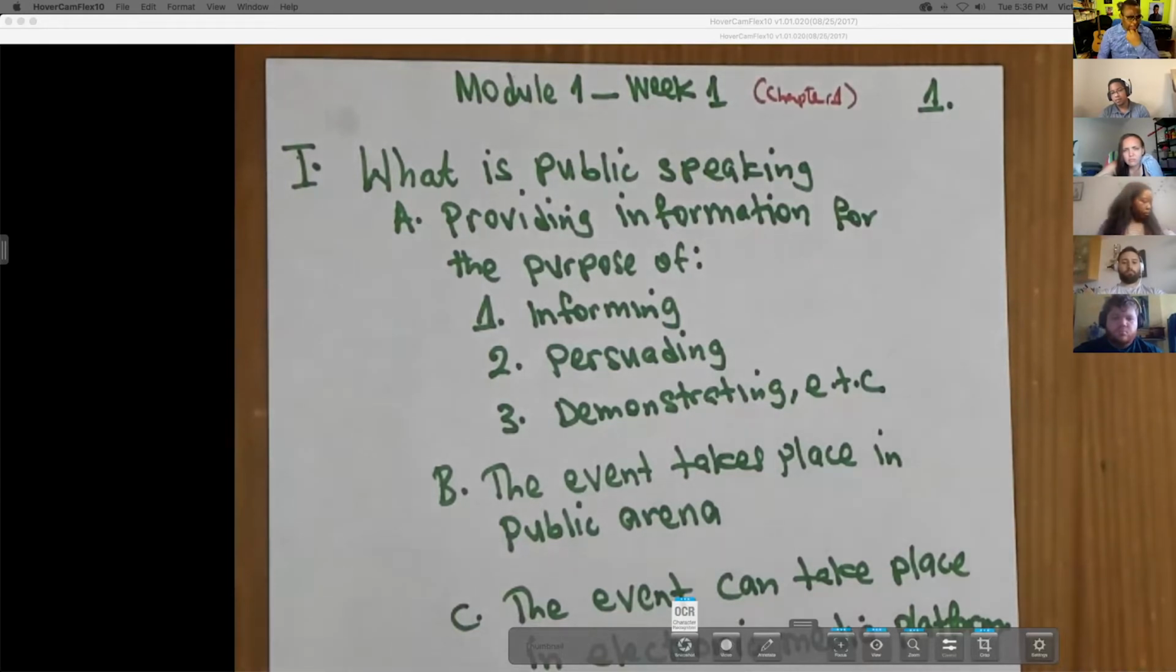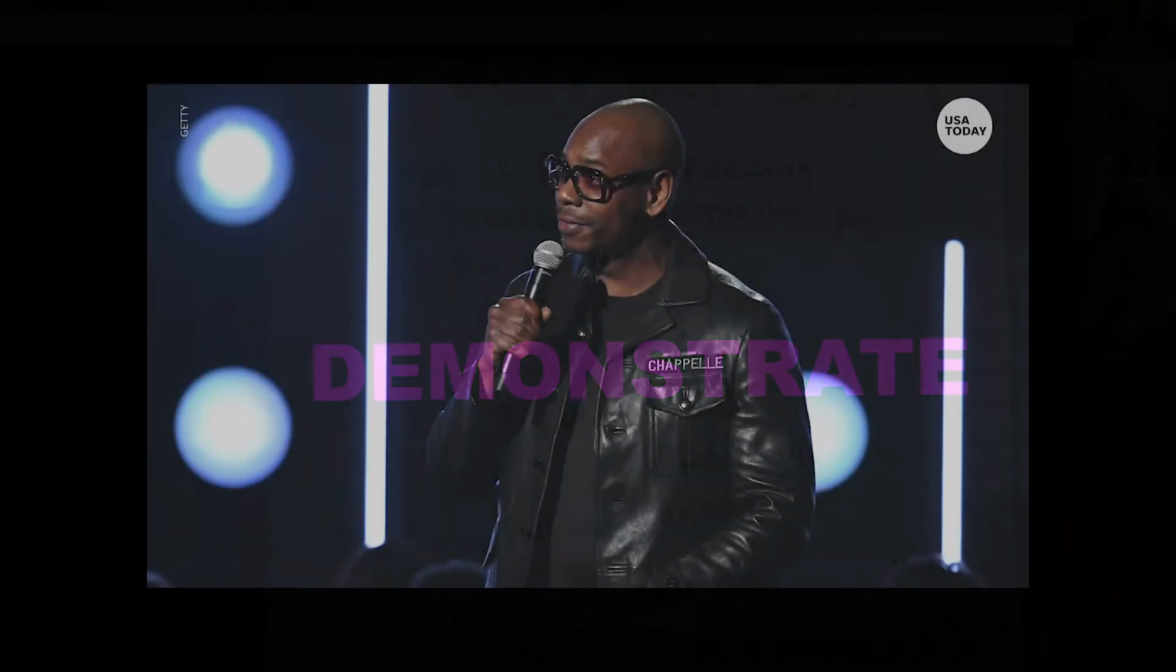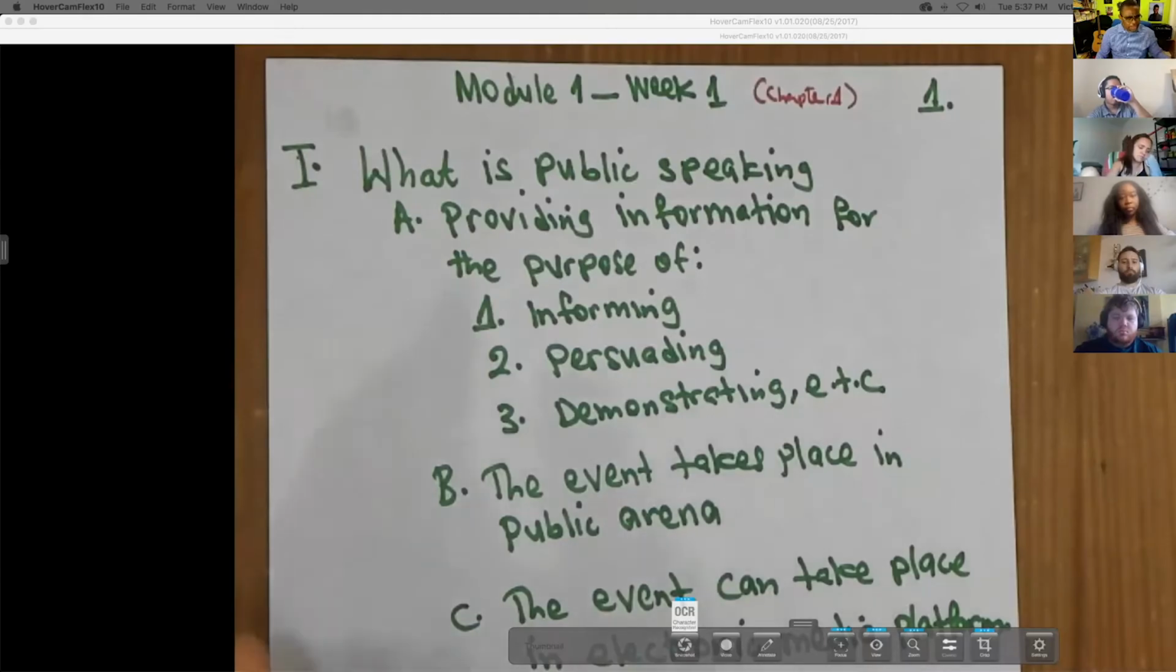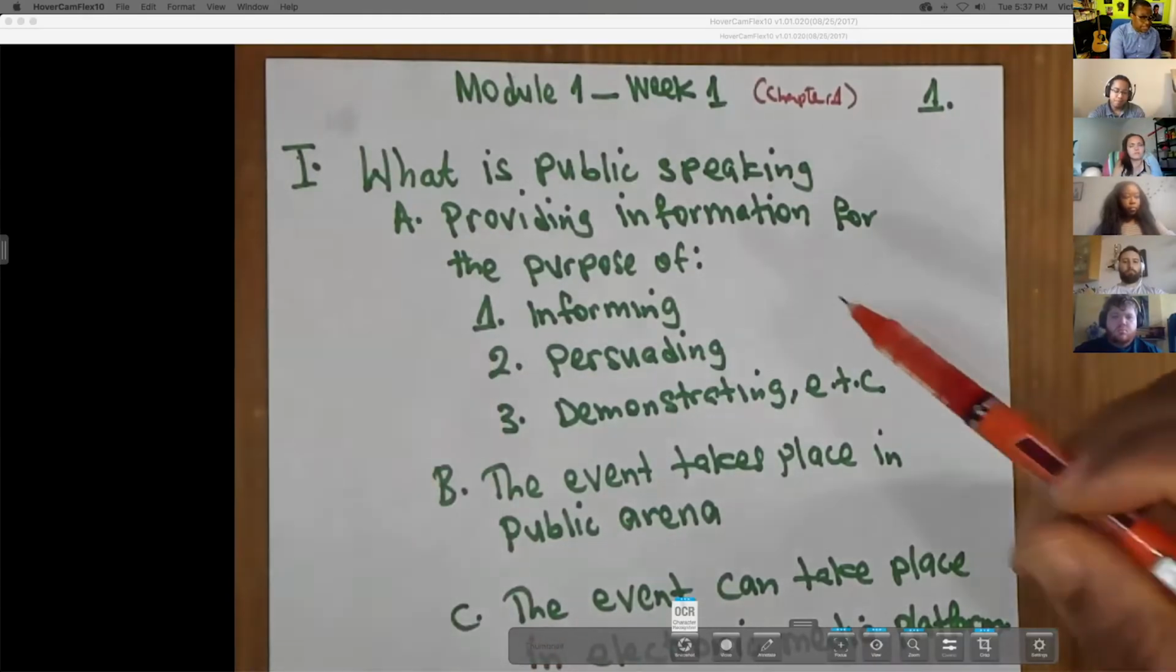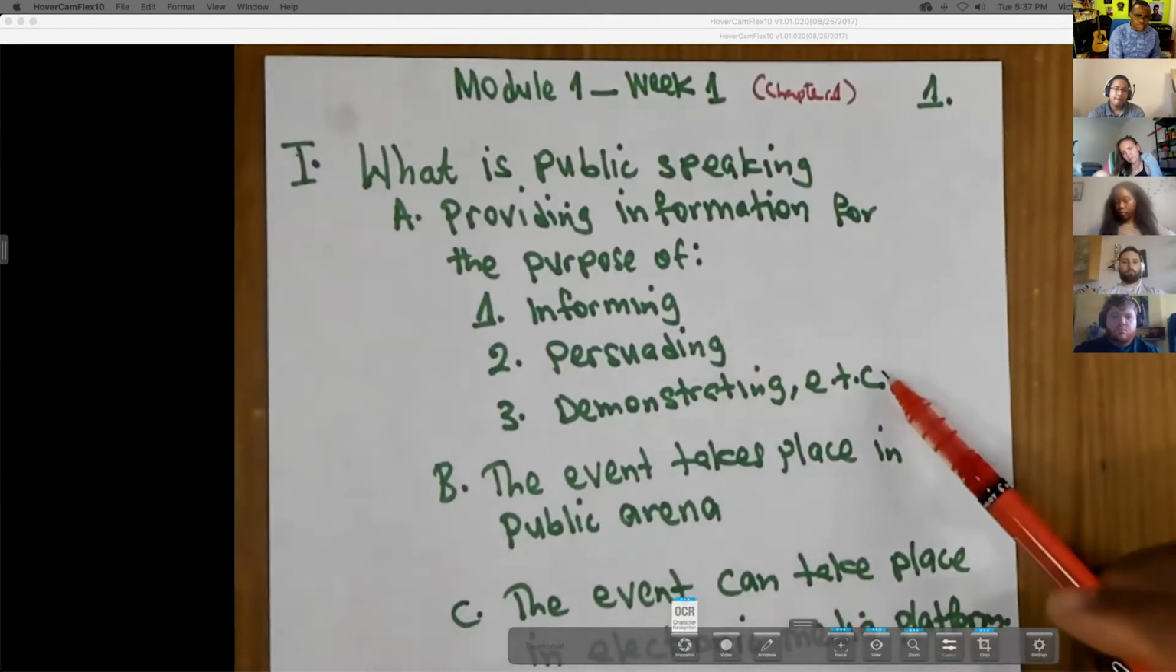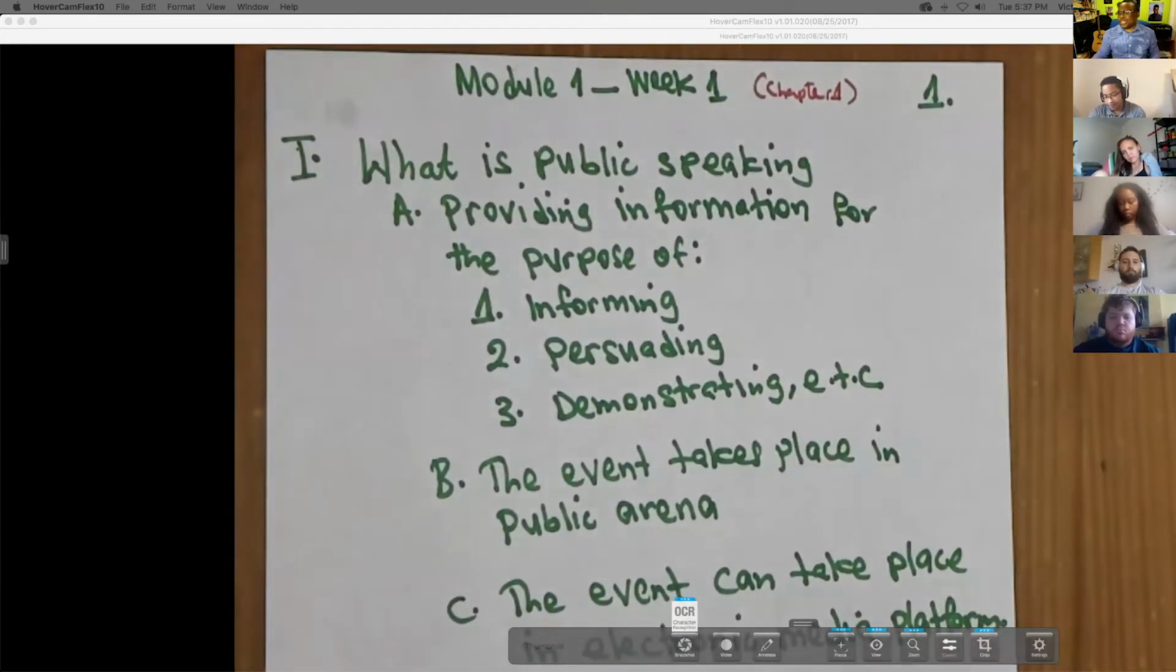Now let's quickly look at why we do public speaking. One, you can do it to inform people. You can do it to persuade people. You can do it to demonstrate. And there are occasions you can actually do a public presentation to entertain people. So as you can see, public speaking is to inform, to persuade, to demonstrate, etc. Etc. means that there's a lot.